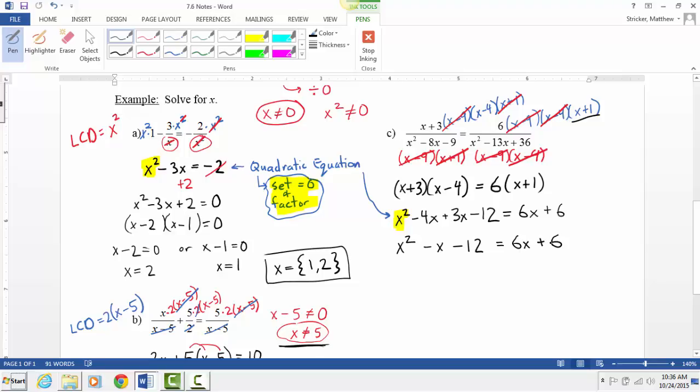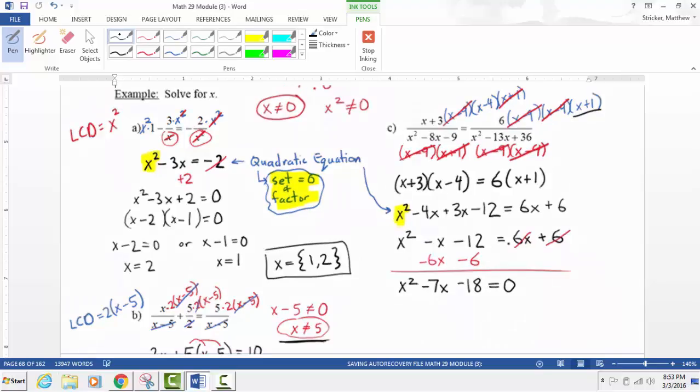Is that set equal to 0? No, it's not. So this 6x needs to move over here, becomes a minus 6x, and this positive 6 needs to move over here, becomes a negative 6. Now, simplifying, I have x squared. Negative 1 plus negative 6 is negative 7x. Negative 12 plus negative 6 is negative 18. That's set equal to 0 now because we moved everything from the right hand side.